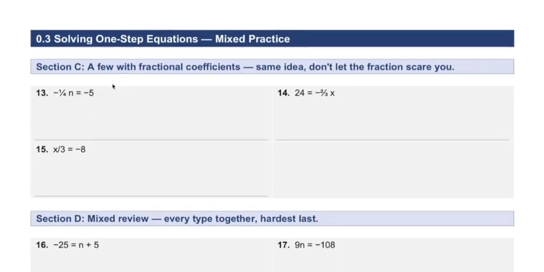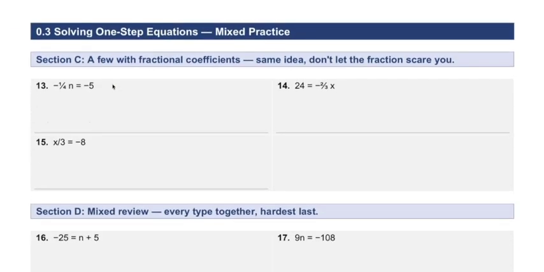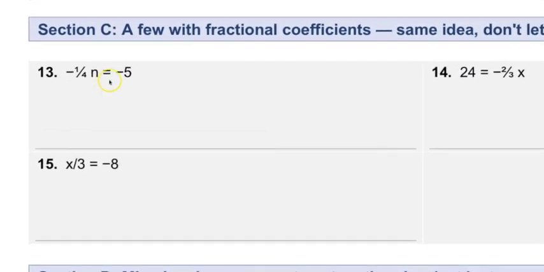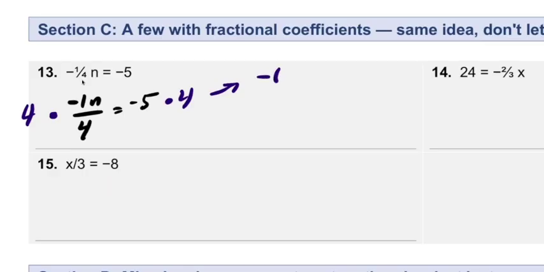Okay, let's do some mixed one-step equation practice. So these get a little uglier, basically. It's like this one right here. Just for the sake of it, let me write it. This is negative 1n over 4 equals negative 5. So just like before, we're dividing by 4. That's what the 1/4 is. So it's the opposite. Times it by 4. And that gets me negative n equals negative 20.